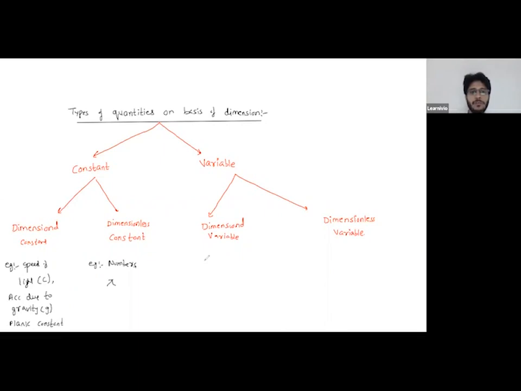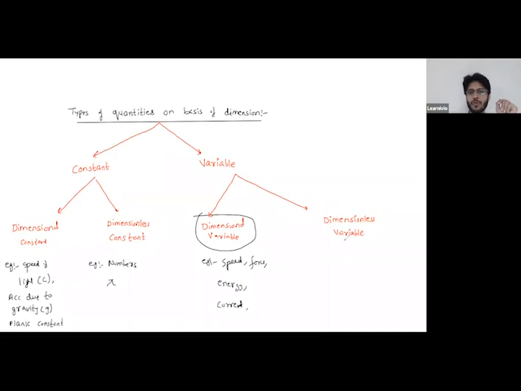The next are dimensional variables, meaning quantities which are variable and they have dimensions. Examples include speed. Speed is a variable quantity. Speed could be 10 meter per second or 10,000 meter per second. It's a variable, but it has dimension. After speed, let's say you have force. Force is a variable quantity, but it has dimension. You can have energy, you can have current. The maximum number of quantities are under this category. Almost all the quantities are variable and they have dimension.